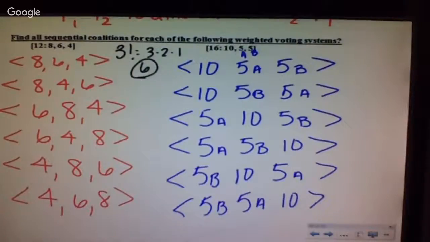I will tell you this, on your test on Friday, there are 2 of these. One has 3 players and one has 4. So be prepared to do this. 4 would have 24. 4 times 3 times 2 times 1.